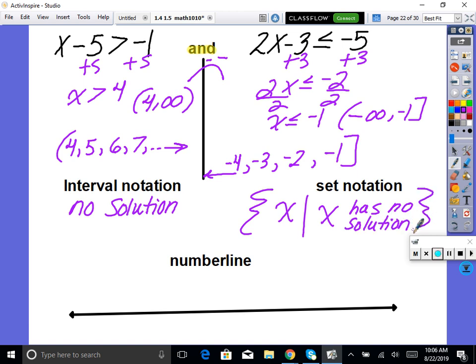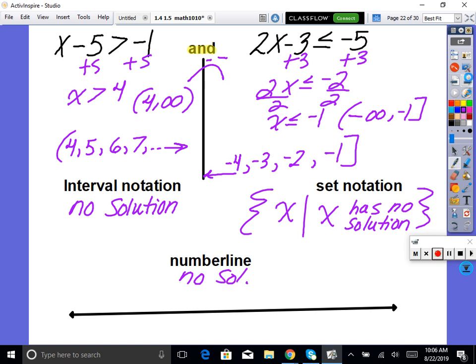The number line we could draw, but it would be a no solution draw, right? So we don't need to draw it. We could to show there's no solution, but we could just say no solution again. Okay, all good? All good.